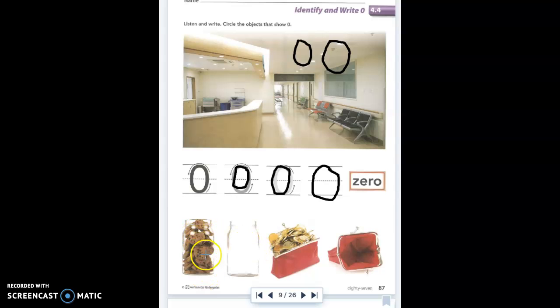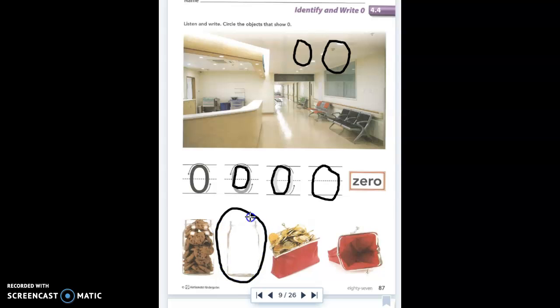Okay, so we're going to look at these pictures down here and figure out which ones represent 0. Here I have a cookie jar full of cookies. Obviously, this is full, so that doesn't mean nothing. That's full. There's lots in there. I can't even count how many cookies are in there. Over here, there's nothing. That means 0.